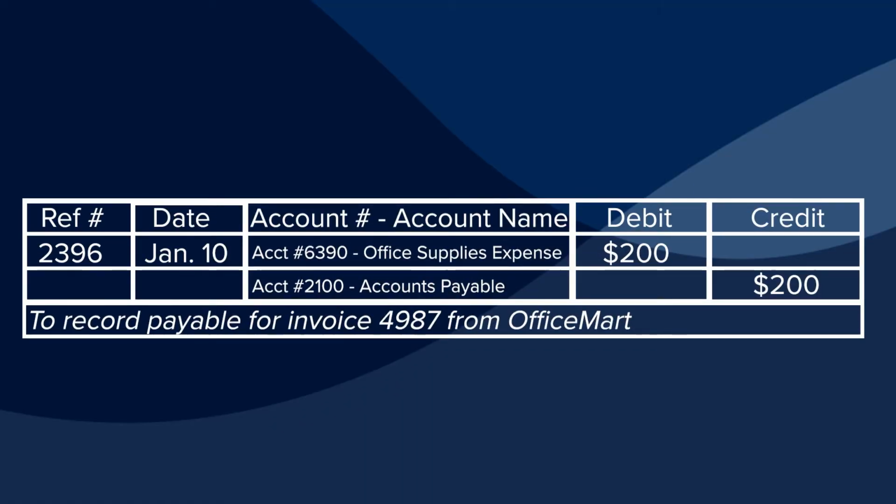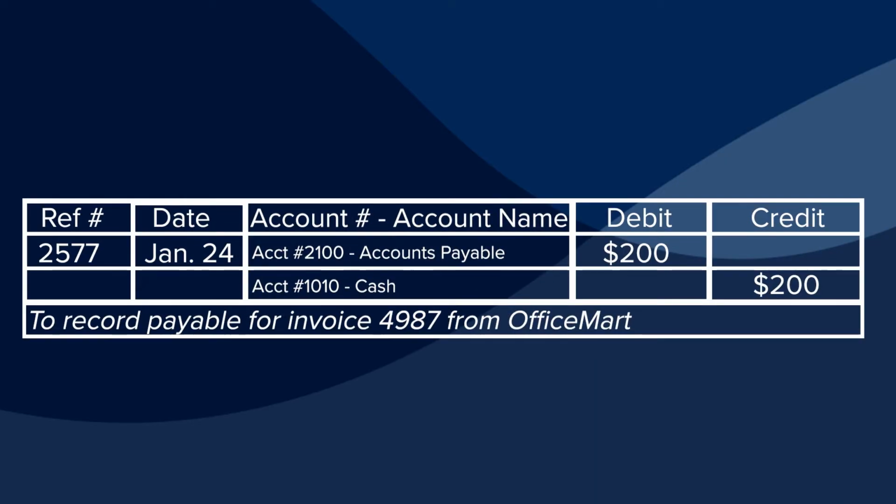On January 10th, Sally orders $200 worth of office supplies for Sally's scrapbook design from OfficeMart. When the supplies are delivered, Sally receives invoice number 4987 from OfficeMart. Payment on the invoice is due in 14 days. The journal entry to record the receipt of the supplies and the related payable will debit office supplies expense for $200 and credit accounts payable for the same amount.